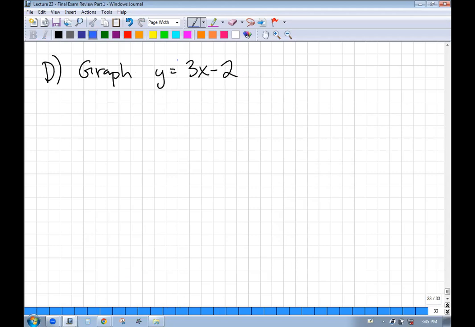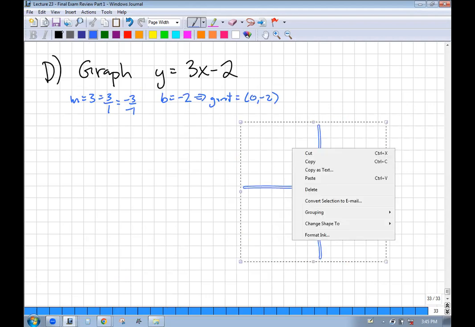All right, it's already in mx plus b form. So m here is 3, 3 over 1, or negative 3 over -1. B is -2, so your y-intercept is 0, -2. If we do our thing here, I'll make this black.